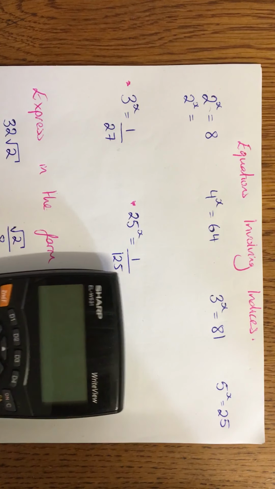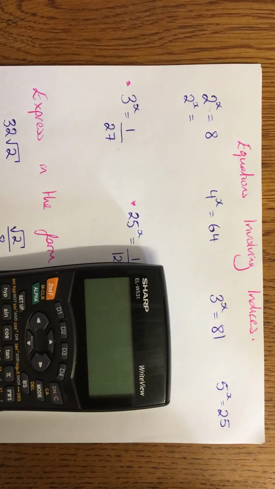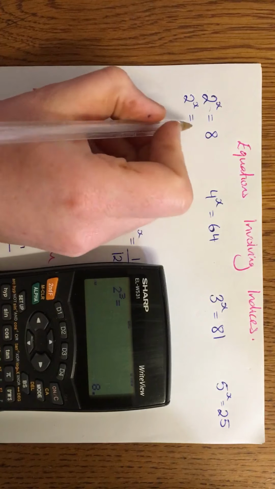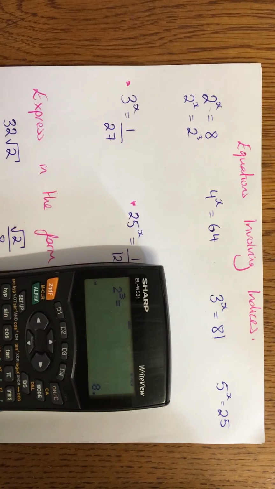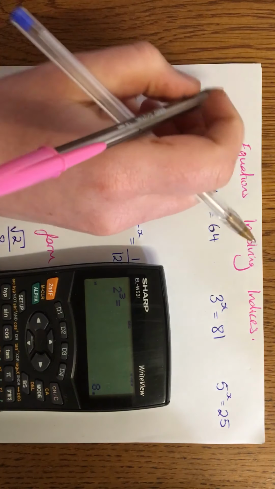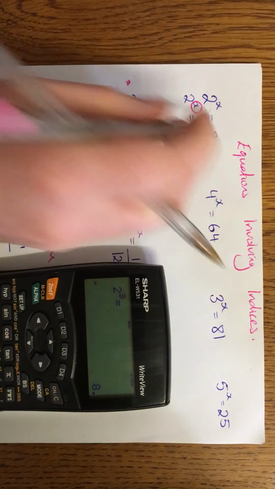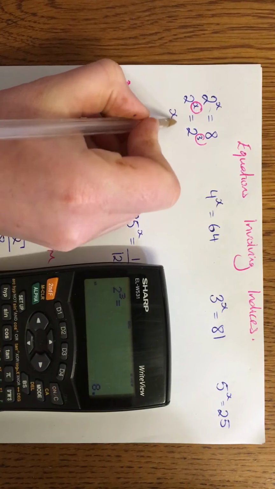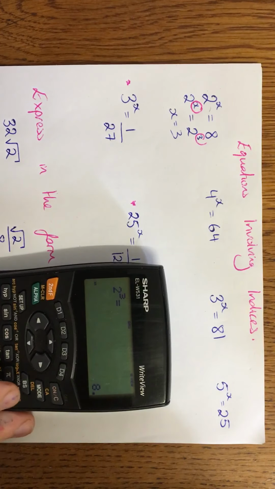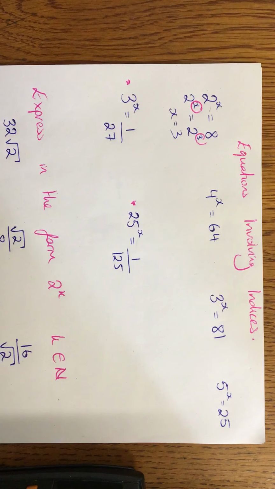Now, how can I rewrite 8 using 2 as a base? So onto the calculator, 2 to the power of 3, that gives me 8. So I'm going to rewrite here 2 to the power of 3. Now, when you have the same base on both sides, you can circle the bases, and x equals 3. Okay, and that's your answer done. So you want the same base on both sides.